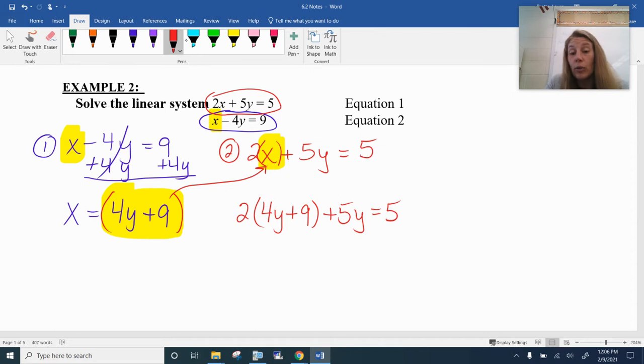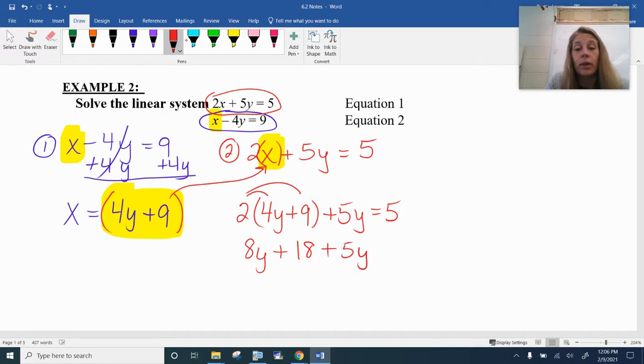So like I mentioned, now we're going to solve for this one remaining variable of y. So we want to distribute to get rid of our parentheses. That will give us 8y plus 18. And we still have this plus 5y equals 5. Combining our two like terms here, we have two y terms, so we can add those together, giving me 13y plus 18 equals 5. Now we want to continue to get this y by itself.